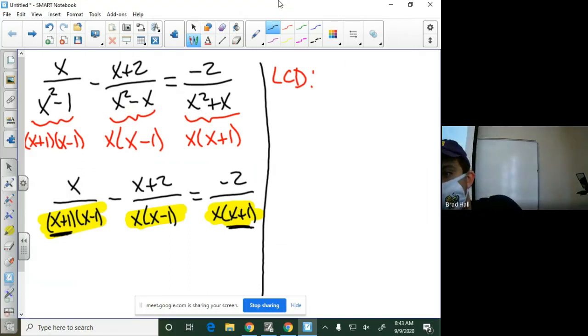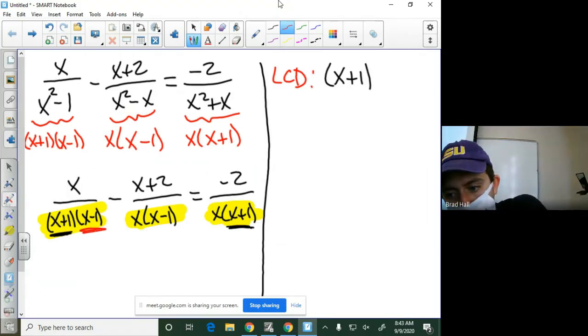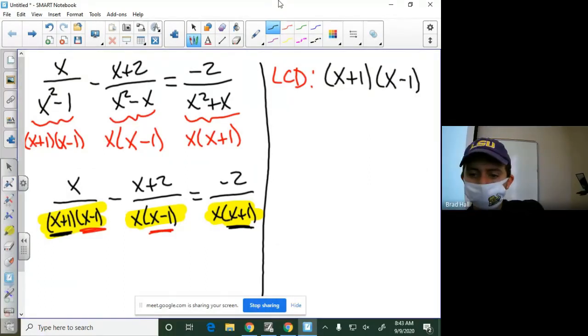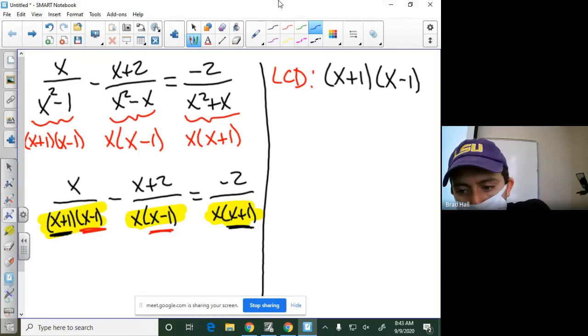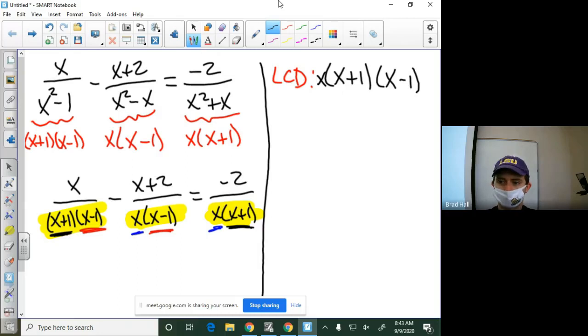So naturally, I'm going to throw in one of those for the least common denominator. I see an x minus 1, another x minus 1. Go ahead and throw in an x minus 1. I see an x and an x, so I'll go ahead and throw in an x. I'll put it in the front because it just looks nicer. Really doesn't matter. So our LCD now is x times x plus 1 times x minus 1.